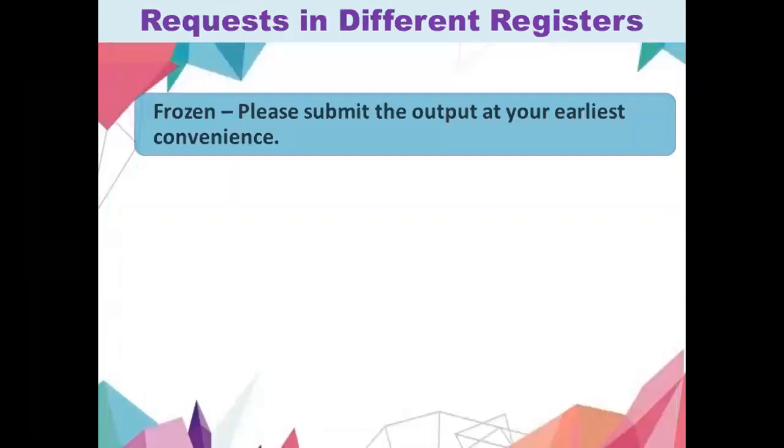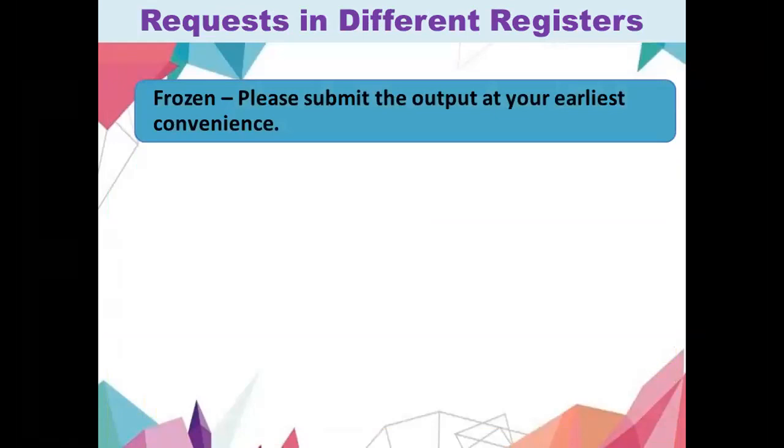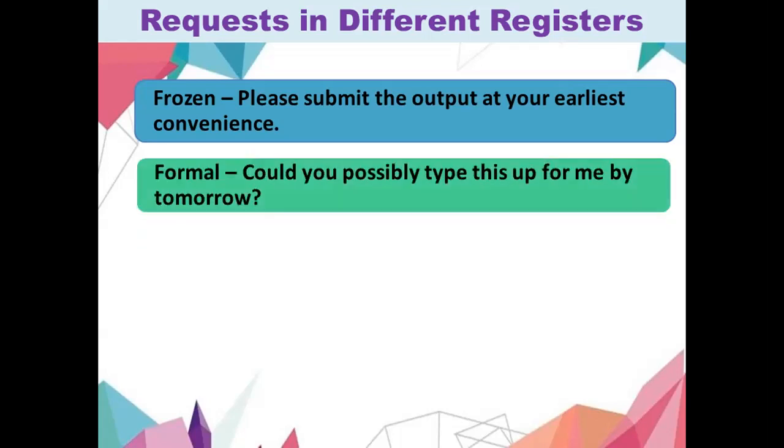Requests in different registers. For frozen, you could say, "Please submit the output at the earliest convenience," meaning to say you cannot change it. Sometimes the whole phrase is used in the instructions for the different activities. Another example: "Could you possibly type this up for me by tomorrow?" This is a kind of request, probably your boss asking you to encode the minutes of the meeting and submit it tomorrow, so there must be a formal language or formal register that you are going to use.